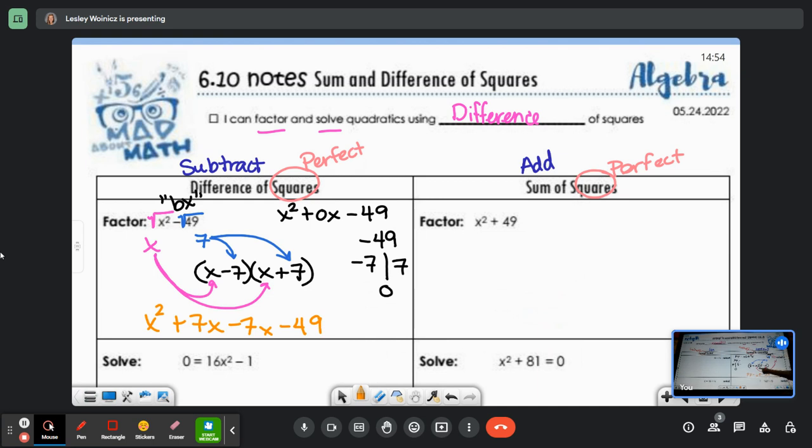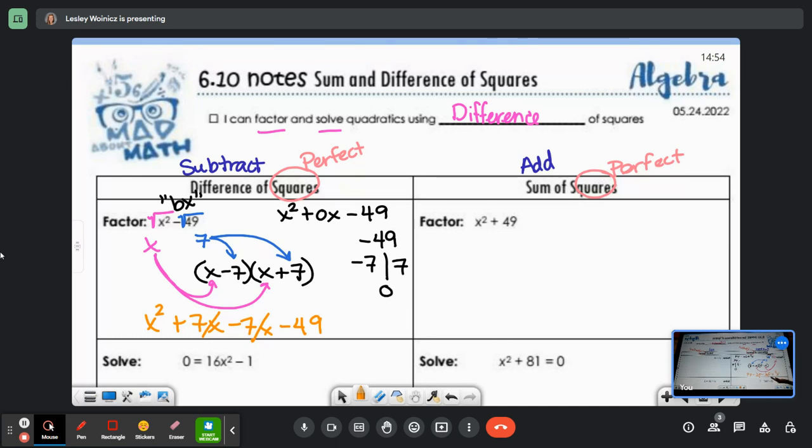What happens here and here? They cancel. And then we get our original thing, which was the 0x, right? So the signs have to be opposite so that those middle terms cancel each other out. Otherwise they'll just combine to either positive 14x or negative 14x.